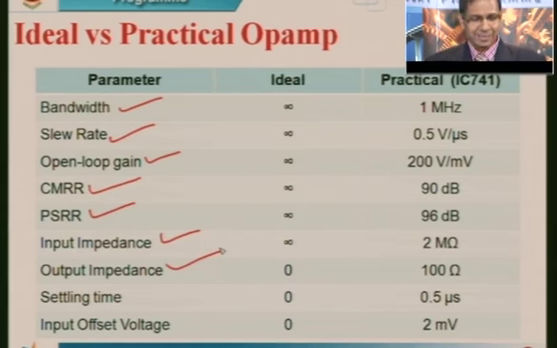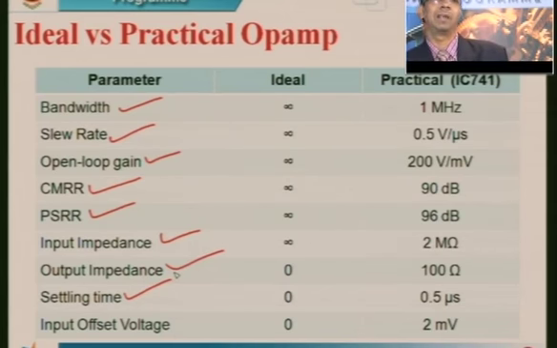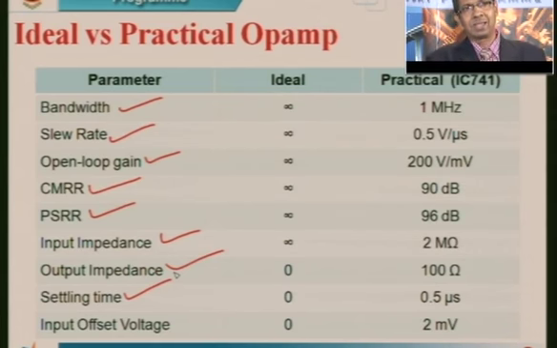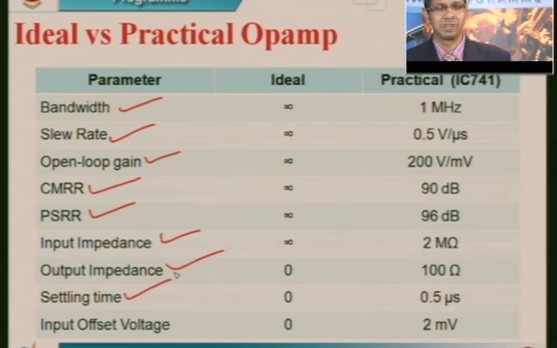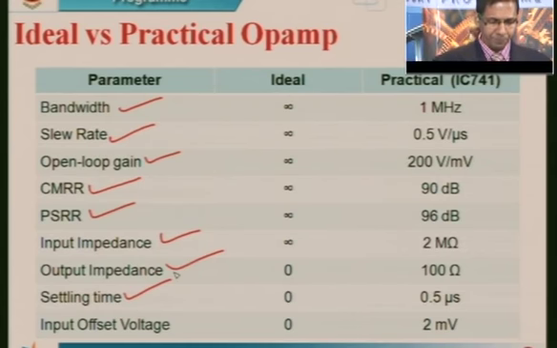The settling time for an ideal op amp: the moment I apply the step input 0 to 1, immediately the output should change. Why? Because it has an infinite slew rate. So in 0 time it reaches 1. So that's the ideal case, but in the real case nothing can happen in 0 time. We have around 0.5 microsecond for a 741 op amp. That means it takes around 0.5 microsecond for the op amp to settle within a known tolerance band, which is usually around 0.1% of its final value.